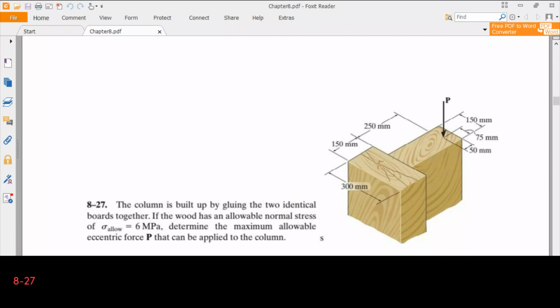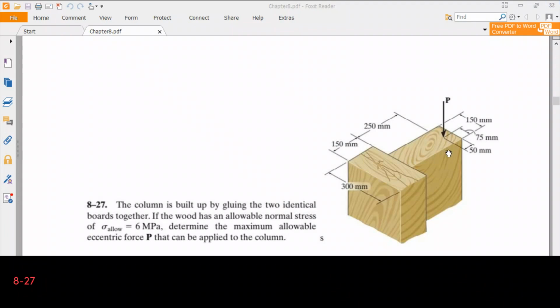Okay, our problem is 8.27. The column is built up by gluing the two identical boards together. If the wood has an allowable normal stress of 6 megapascals, determine the maximum allowable eccentric force P that can be applied to the column.